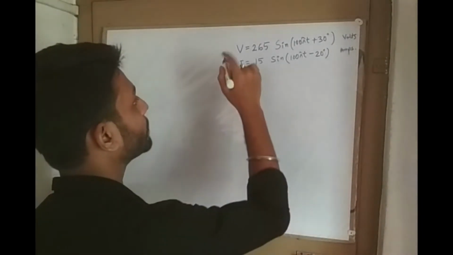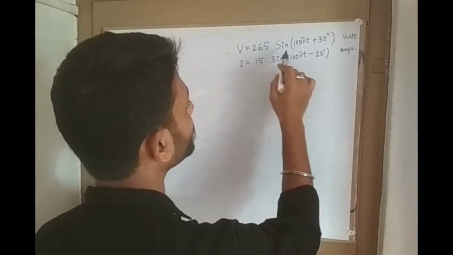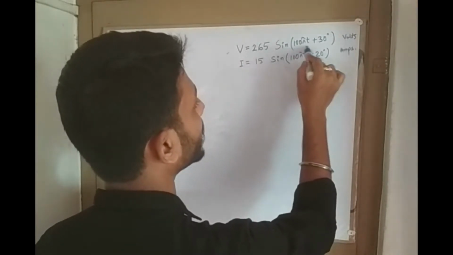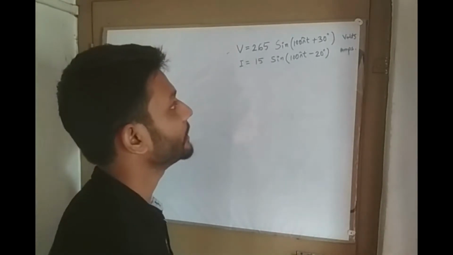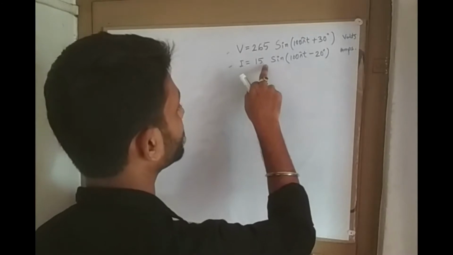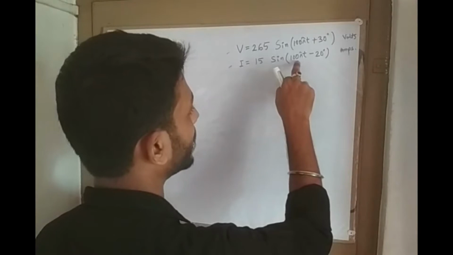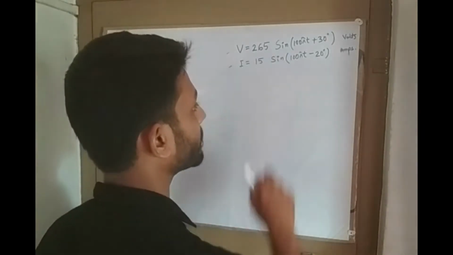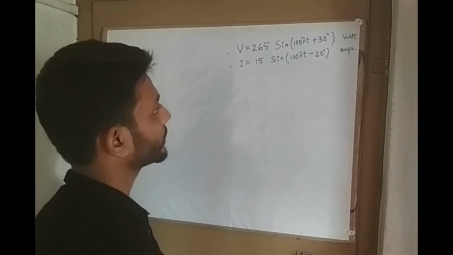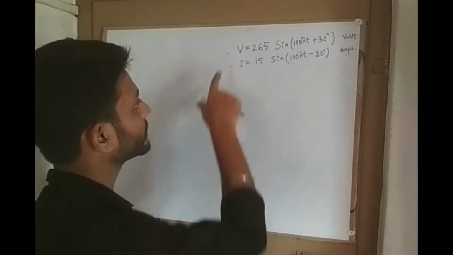Here, the value of voltage given is some magnitude Vm sin(omega t plus phi). Here omega t is 100 pi t and phi value is plus 30 degree. And the current value given is Im, that is 15 sin(omega t plus phi), where omega t is 100 pi t and phi is minus 20 degree. These two voltage and current values are given.